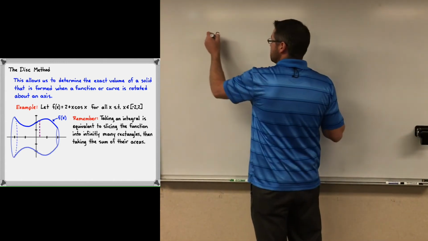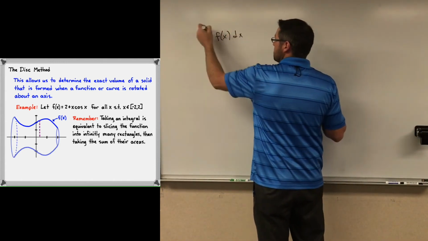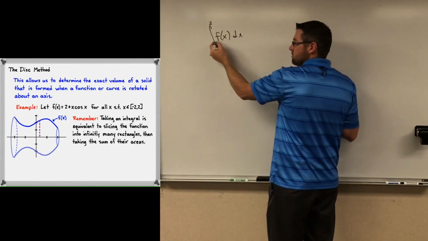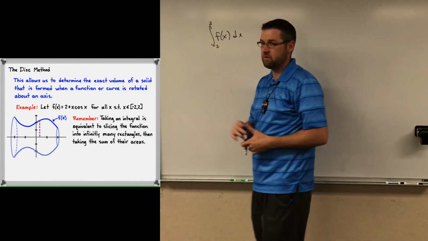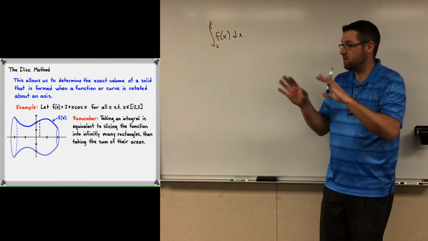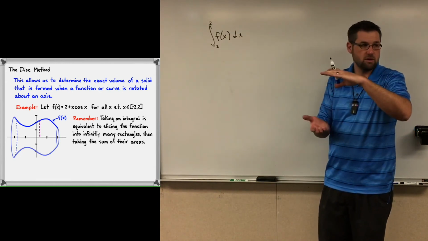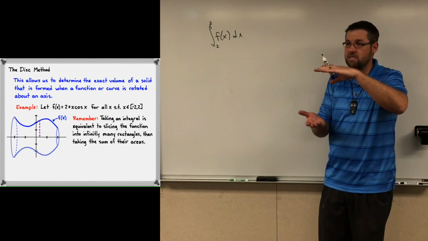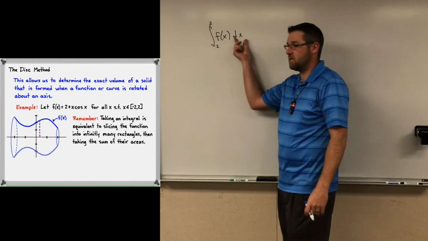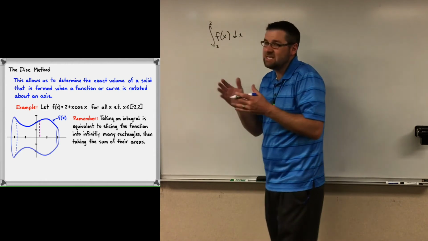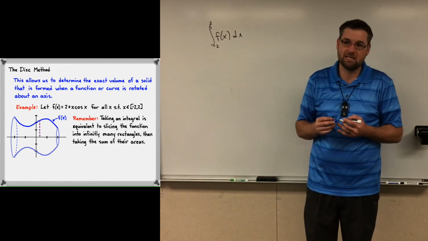So f of x dx, the integral from -2 to 2 in this case, we're saying that f of x is the what? What does f of x represent in the graph? It represents, yeah, but just finding the area though. It represents what? The length of the rectangles, right? And the dx represented the width, okay? But I'm not slicing this into rectangles anymore. I'm slicing it into what?